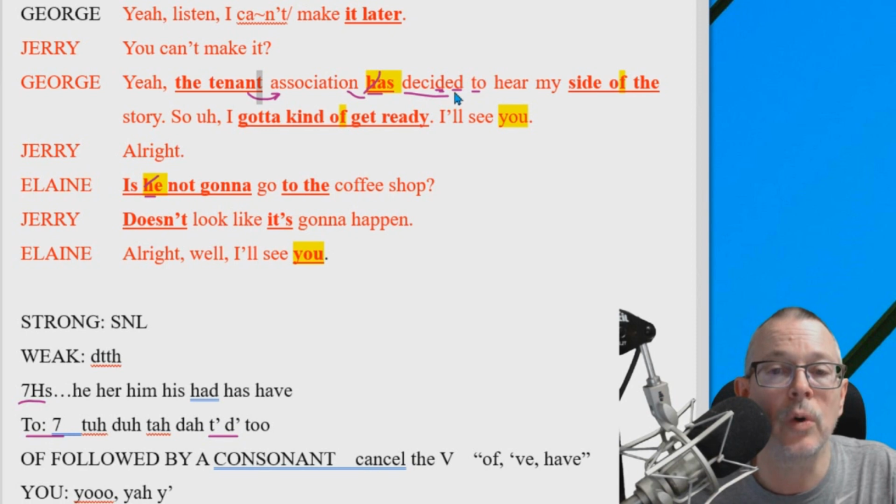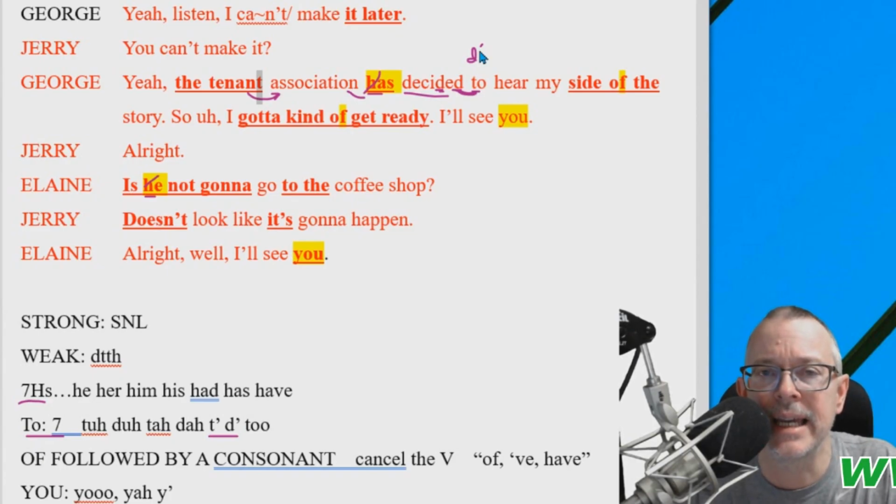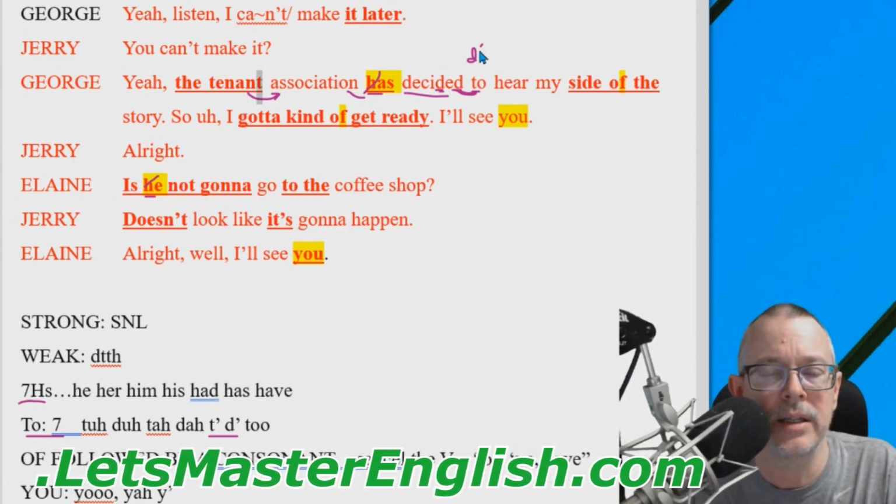I do want you to know, because it's the same pronunciation, we're going to put it together. If it were just "decide to." But it's past tense, "decided to." And I believe George used the d pronunciation, right? I think he said d. So the tenant association has decided to hear my side of the.